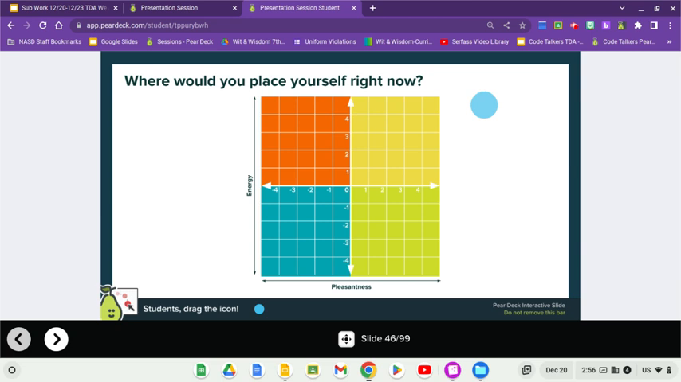What we're starting out today is we're going to place ourselves on this Cartesian graph here of energy and pleasantness. If you feel that you've got low energy, you go all the way over there. And if you feel you got very low pleasantness, you go all the way down there. Or maybe you've got high energy, then you might go all the way up there. And maybe you've got high pleasantness, then you go all the way up there. See how that works? All right.